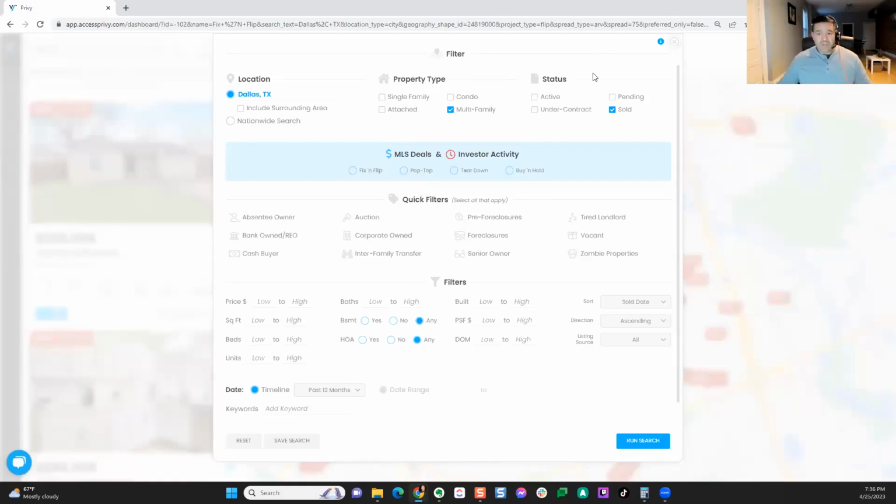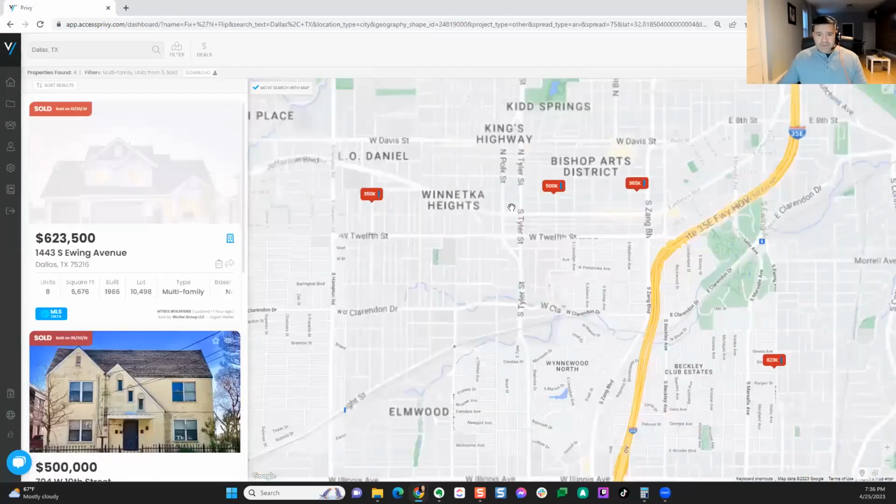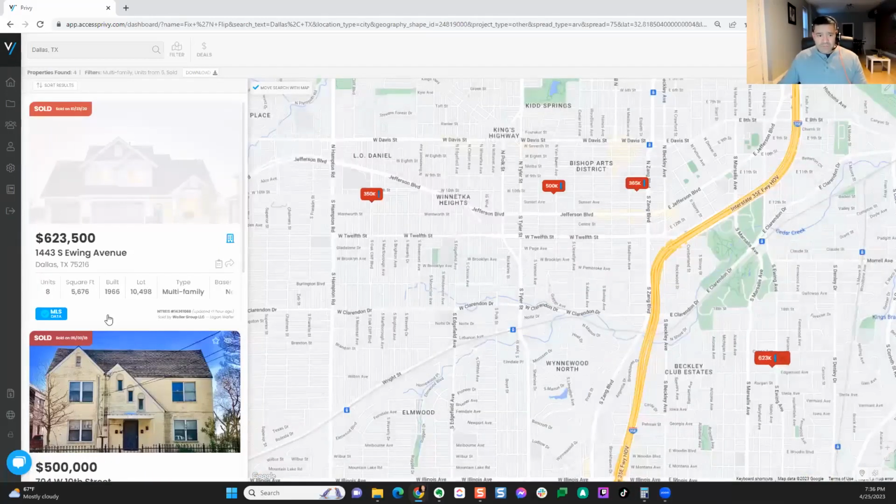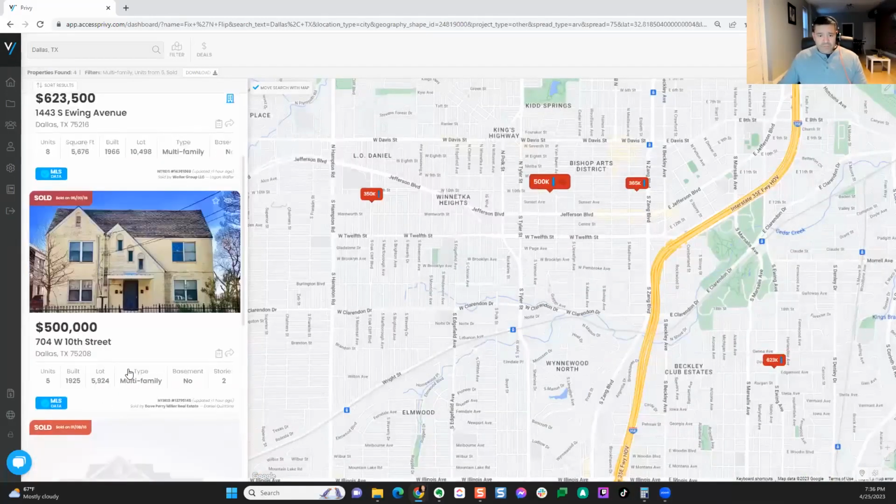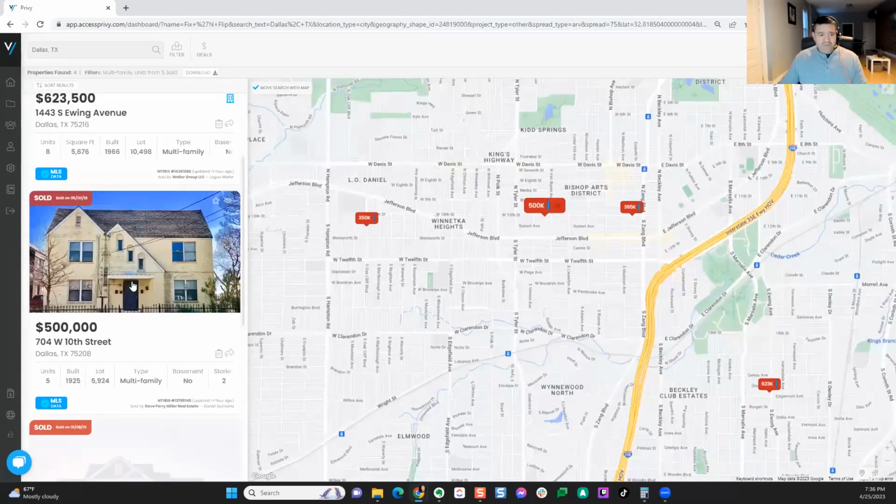If you want 5 unit plus off market, we'll have those in Privy. So you just come down here, go into the units, and put the minimum number of units you want. And we want sold off market multifamily properties. This shows us those properties. Okay, this is a 5 unit.